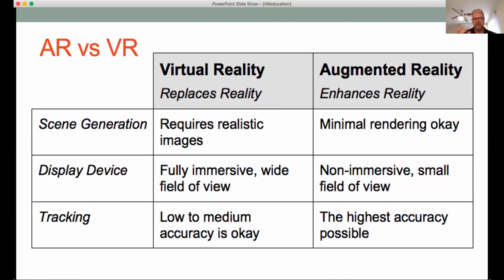For example, with virtual reality you have to have very realistic graphics, but with augmented reality, even a small amount of graphics is okay. With virtual reality, you want a very wide field of view display, but with augmented reality, a small, narrow, non-immersive display is okay. And with virtual reality, you don't require accurate tracking because the virtual content is replacing your real world. But augmented reality requires very, very accurate tracking.